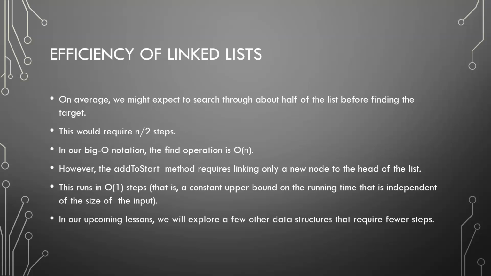So in our upcoming lessons, we're going to explore a few other data structures that require fewer steps. Right now we've got big O of n, but let's see if we can find something that's even more efficient, so we can try and bring that running time down. Because while big O of n is obviously better than big O of n squared, or other things like exponential, which would be really crazy, there are ones that are more logarithmic in their scale. So we're going to look at those in some upcoming lessons.